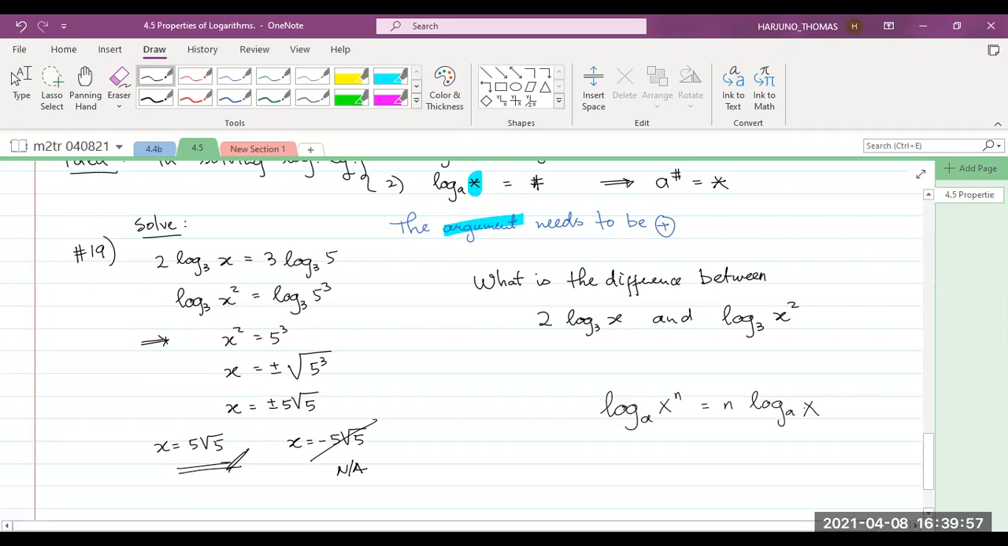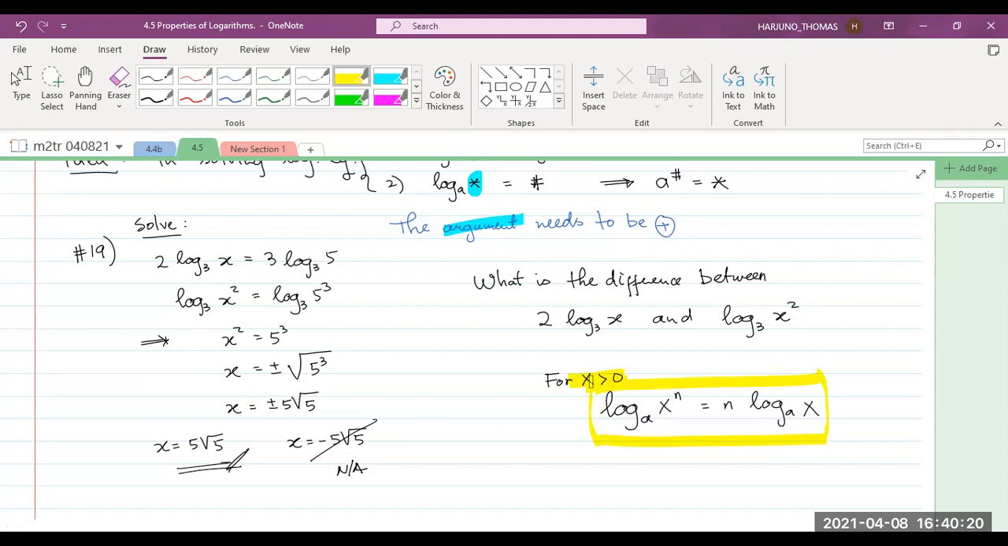But there is one big rule: the assumption is that x is positive. Only when x is positive are these the same. They are not the same all the time. They are not the same for all x. They are only the same if x is positive.